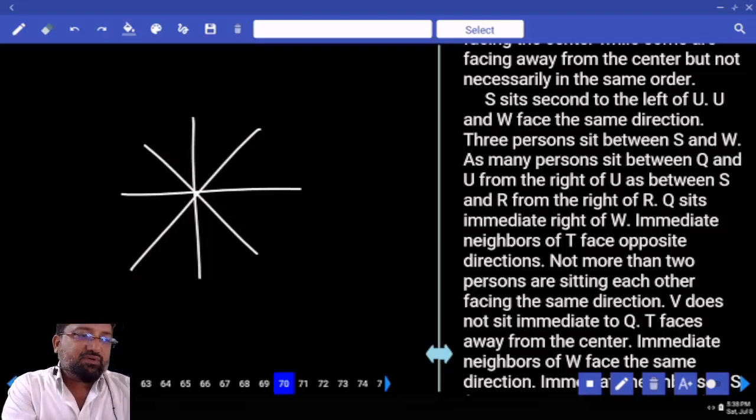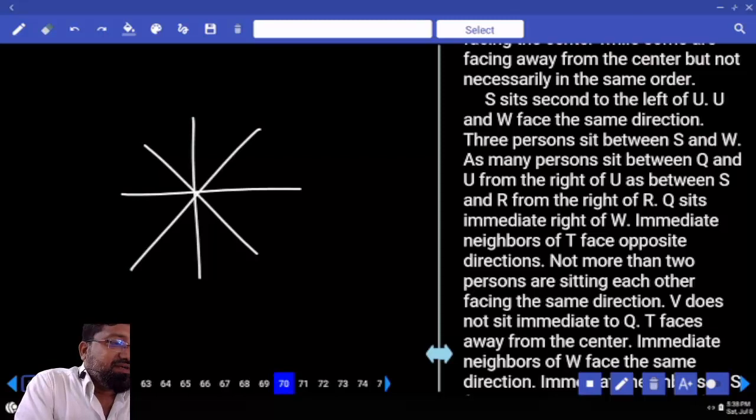For now, this one seems to be useful. Immediate neighbors of W face the same direction. Immediate neighbors of S face opposite direction. Q and S face opposite directions. T and V are immediate neighbors. With this information, will this help us to solve the question?